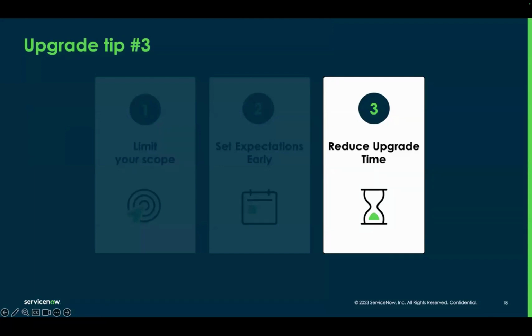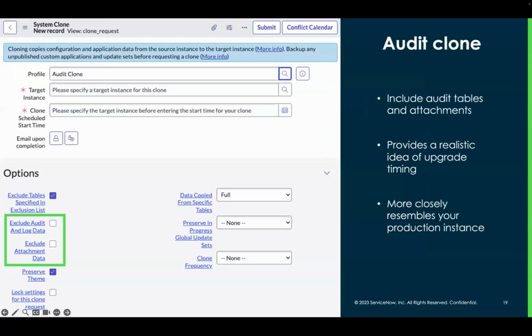Alrighty. So next we're going to talk about a couple of ways to reduce your upgrade time. But before we can reduce our upgrade time, we have to understand how long our upgrades are going to take. One of the best ways to do that is to do, and maybe it's not quite the correct terminology, but I typically call it an audit clone. And that is where you're going to include data that you don't normally include in your clone. So you're going to include things like the audit and log data, as well as the attachment data.